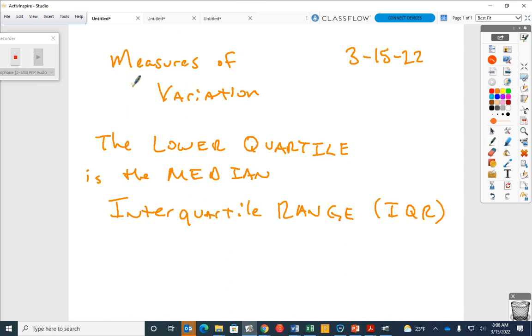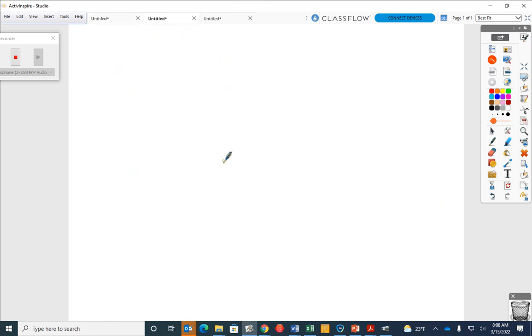Does everybody have all that written down? Allison? The second thing, you're supposed to write upper half, right? The quartile, no, median. So all this is about medians. Let's look at this group of numbers.